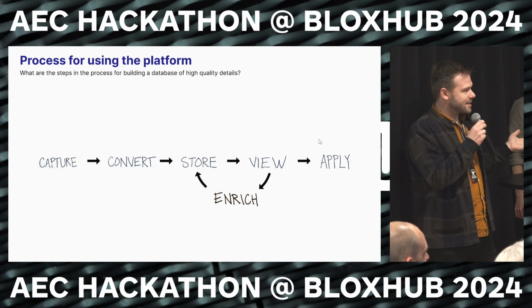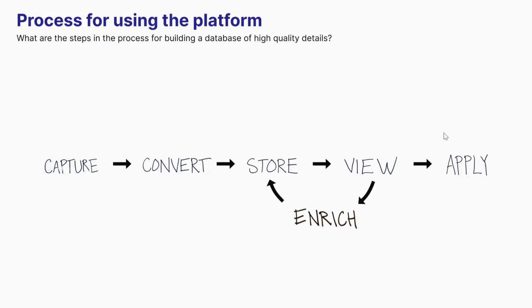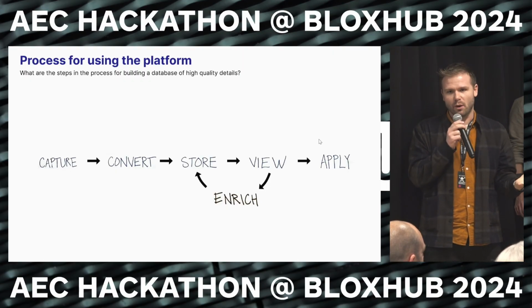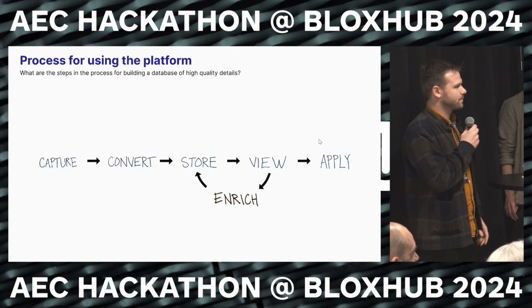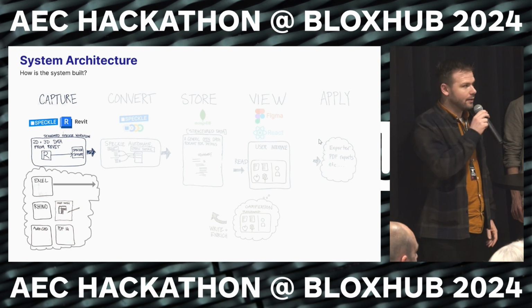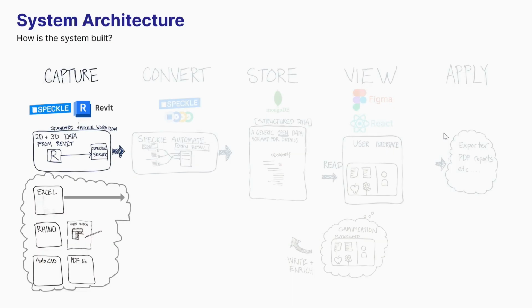And if we look at the process for building a database of high quality details, which is the key, we have to capture information. We have to convert that information into something that can be understood by both machines and humans. Store it, make it possible to view, to apply it on projects. And then there's this key loop where you can enrich that information because we know that what we capture is going to be imperfect. And with that, I will say we're going to describe our tech stack.